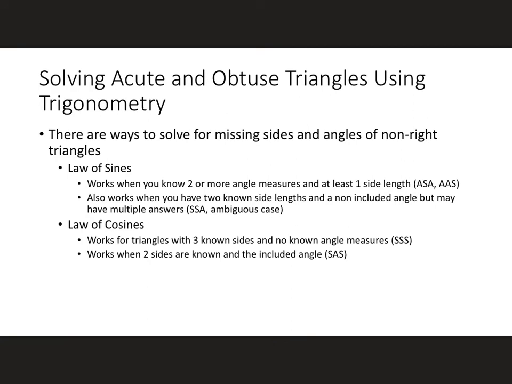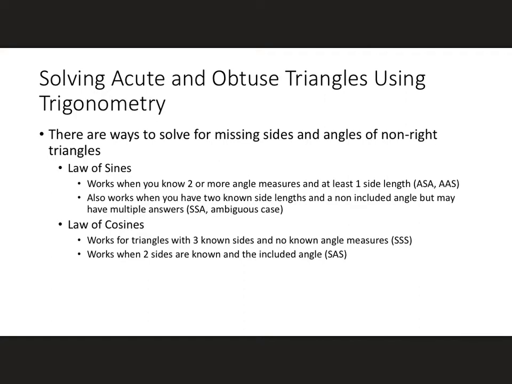As I said in a previous video, trig functions as we learned them before only work for right triangles, but many triangles are not right triangles. They are acute or they are obtuse. In order to solve for missing sides or missing angles of these triangles, we are going to use either the law of sines or the law of cosines, or both.